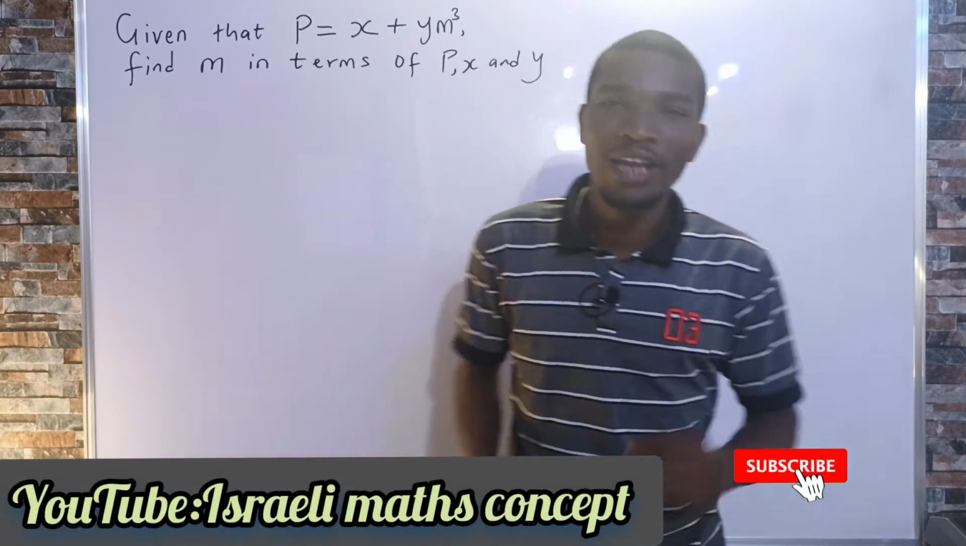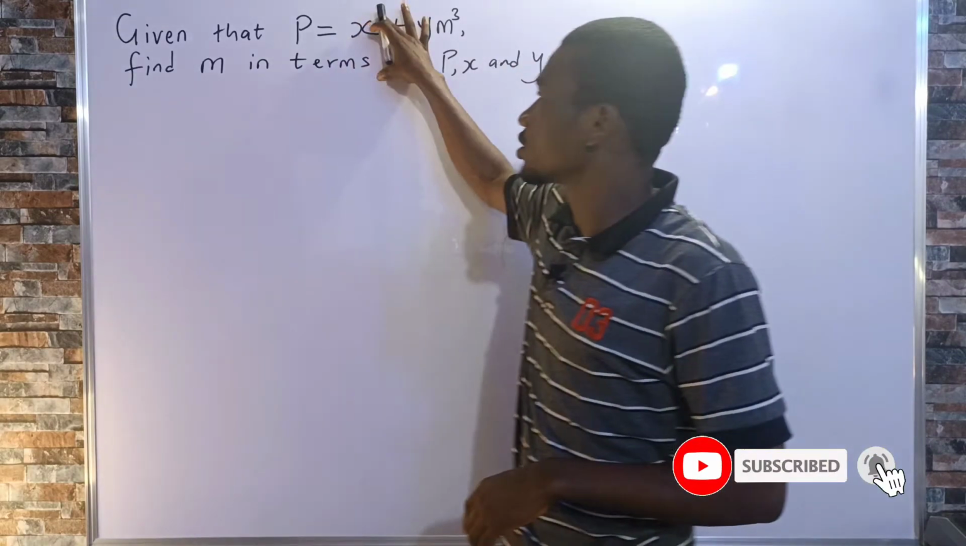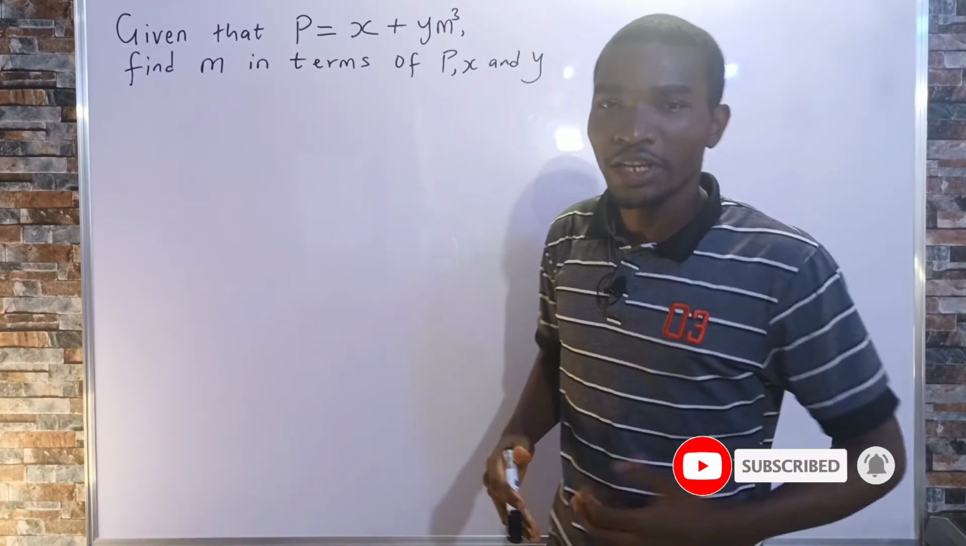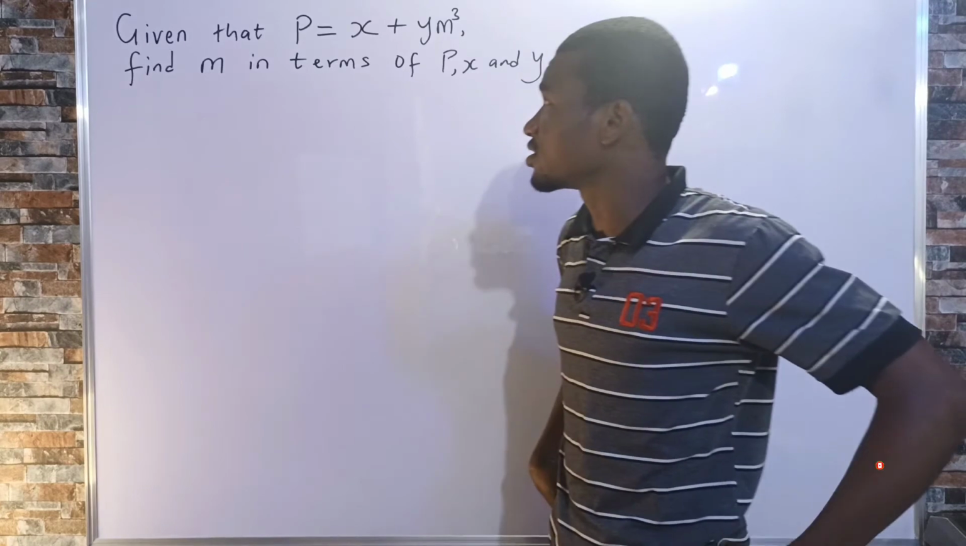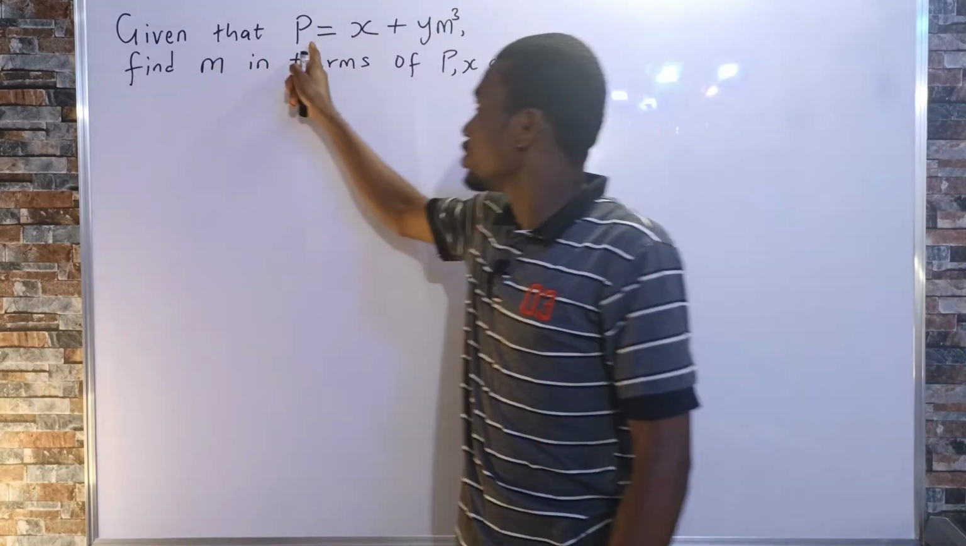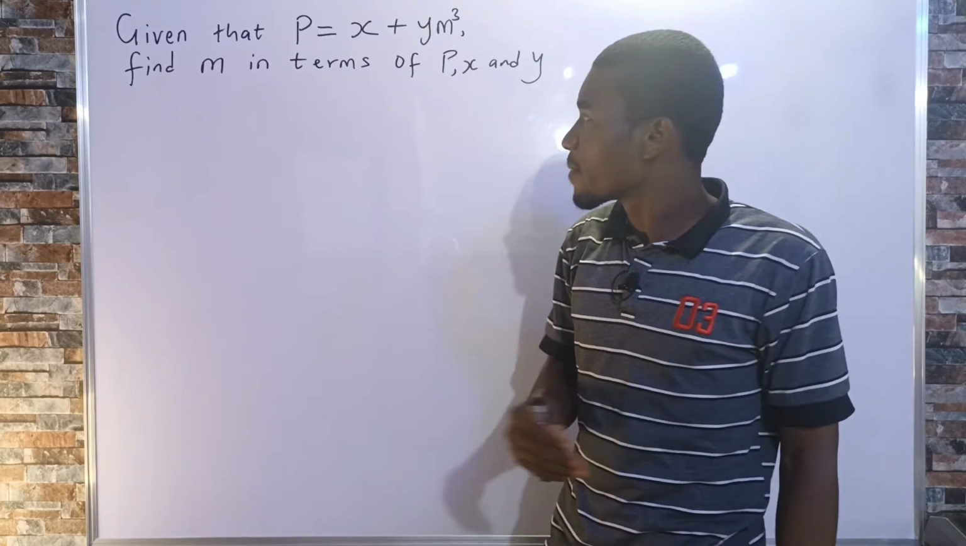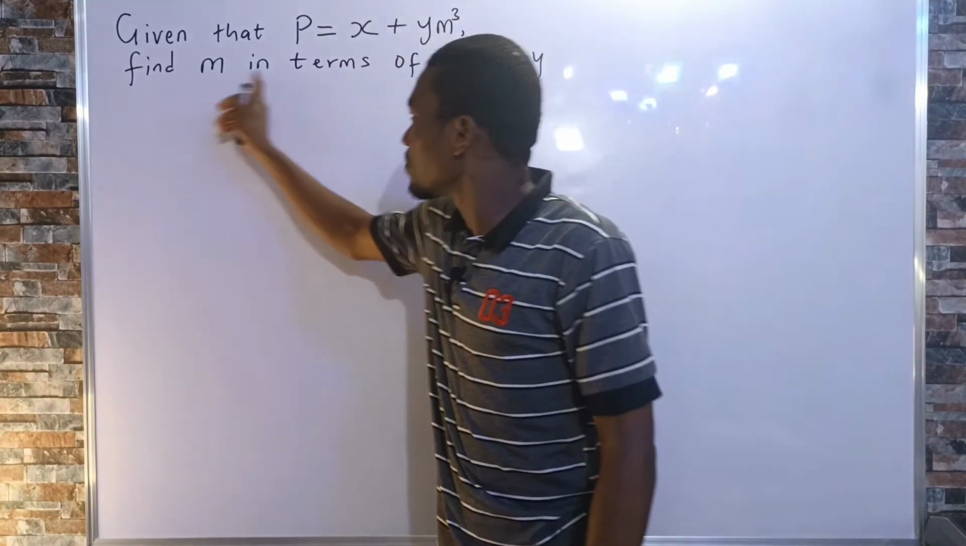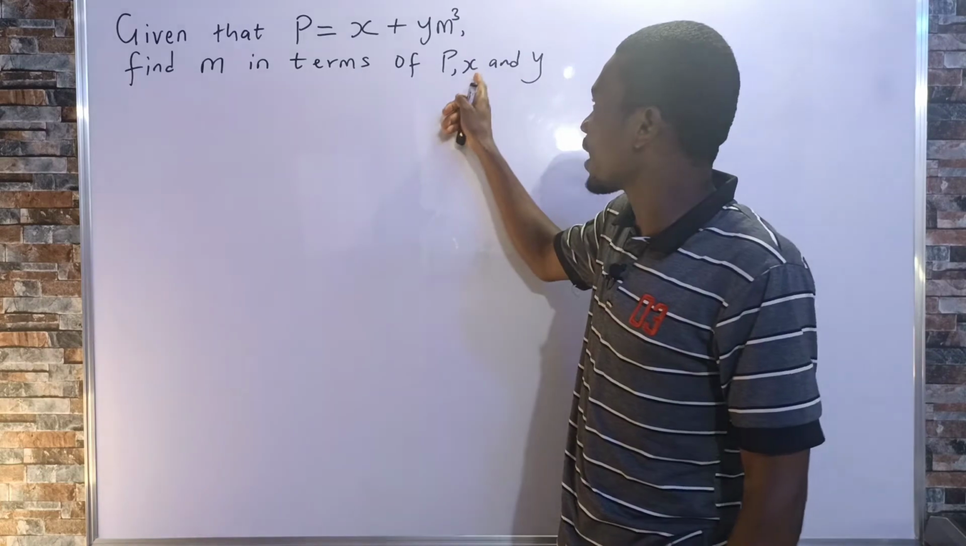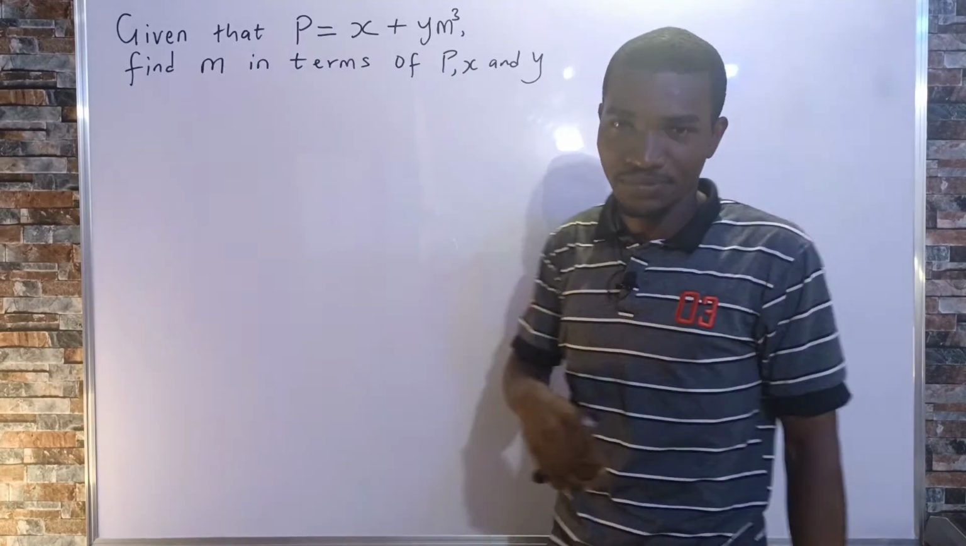In this tutorial, I would like to solve this given question on the board. Let's read out the question first of all. The question says, given that p is equal to x plus ym raised to the power of 3, we are then asked to find m in terms of p, x and y.